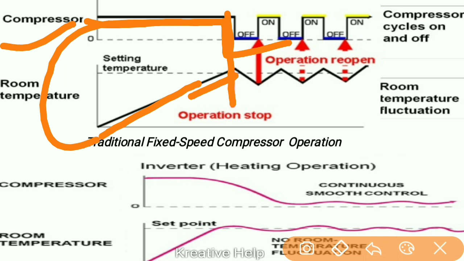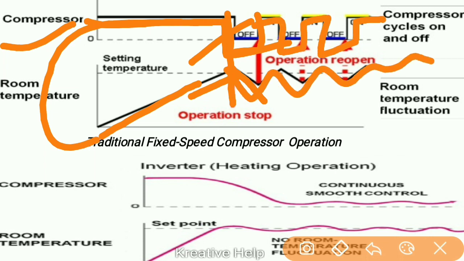After reaching the required temperature, the compressor switches off. After the switch off, the temperature is maintained for a while. Then the temperature decreases in the room, and when the sensor senses the temperature decreasing, the compressor starts again. This keeps happening again and again, and this is the type of curve we get.